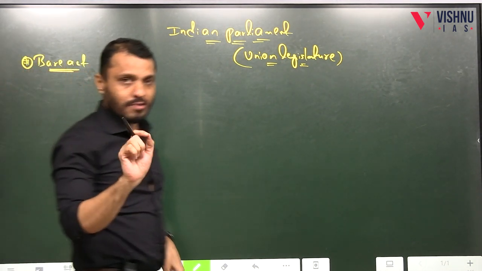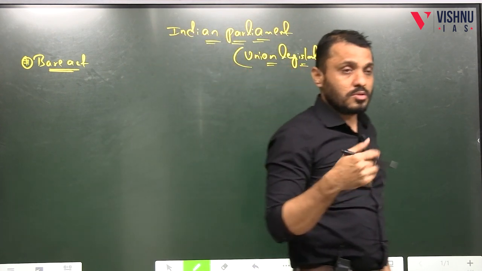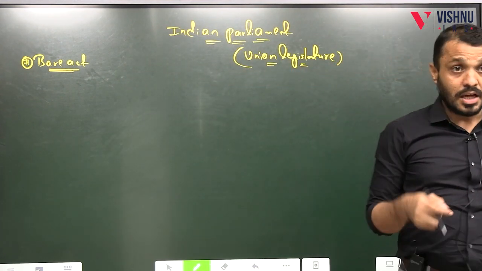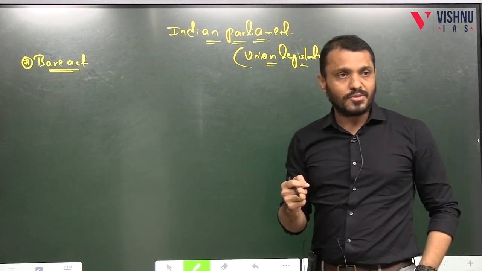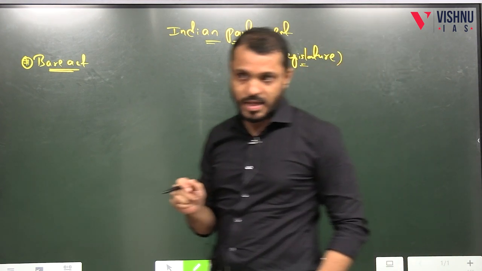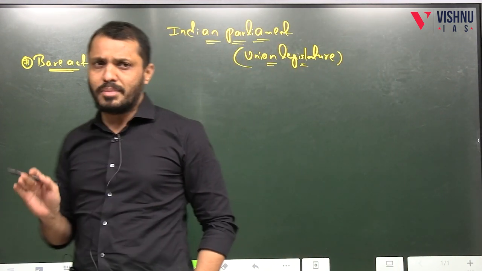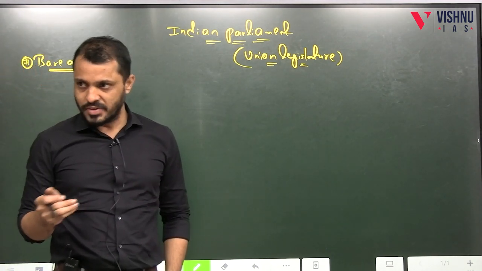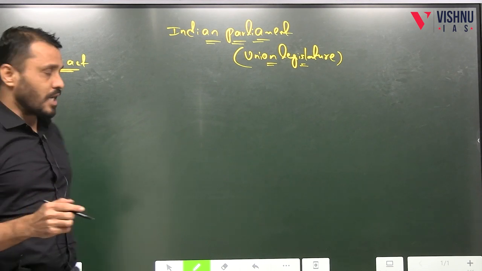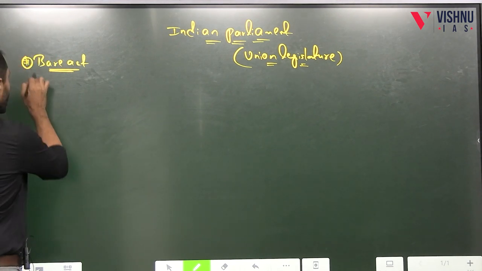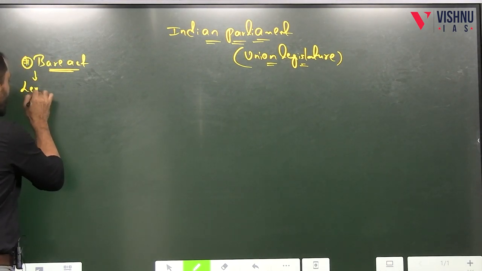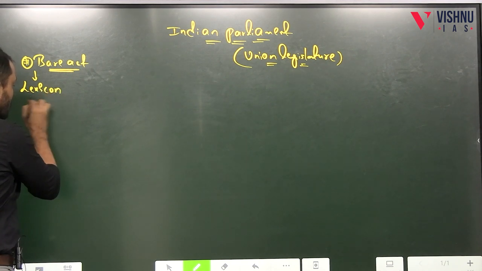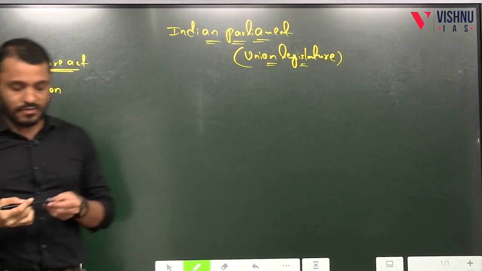Because when I say something, you have to underline. Because questions are framed like that. According to the Constitution, which of the following are right, wrong, they are asking in such a manner. Unless you have a very good command over the Constitution, you cannot attempt those kinds of questions. Are we clear? Yes. Okay. So the Bare Act by Lexicon Publications. You can get the Lexicon Publications Bare Act, and you can refer to that.